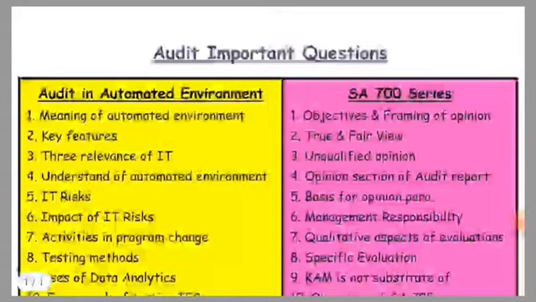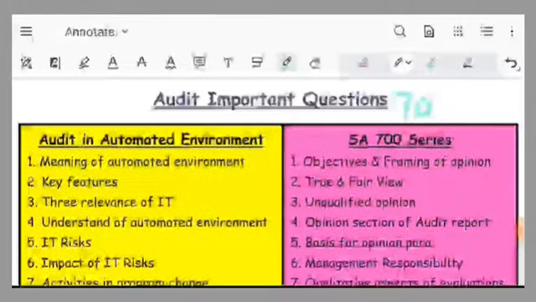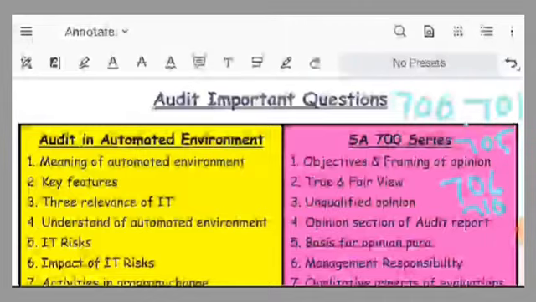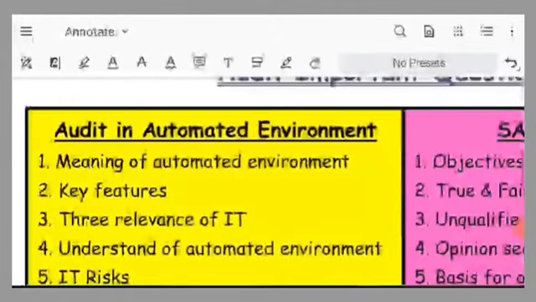What we will do, we will discuss some important questions of the audit, especially of the audit in automated environment and the SA 700 series. In the SA 700 series, the 700, 701, 705, 706 and 710, right? So firstly, let's begin with the audit in automated environment, and here there are some chapters of which the detailed revision lecture is being taken.